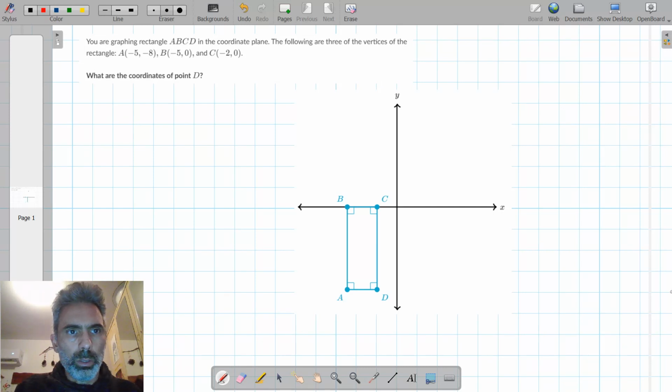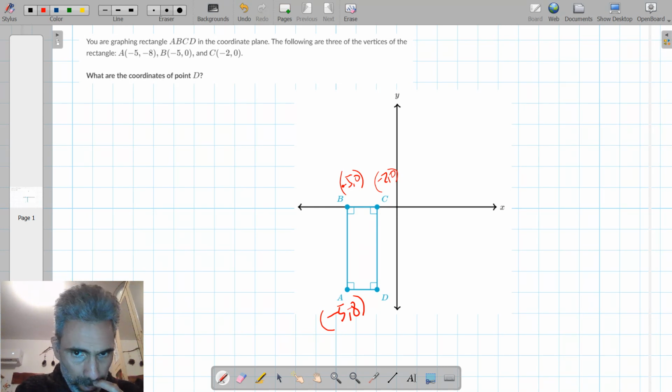A is -5 and -8. So this is -5, -8. B is -5 and 0. C is -2 and 0. And D, what are the coordinates of point D?